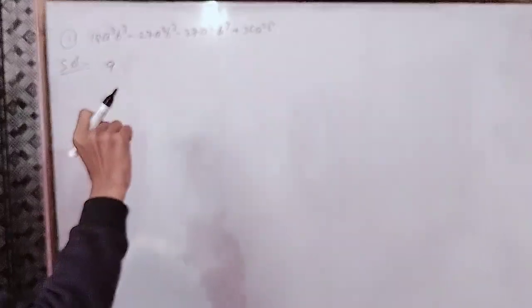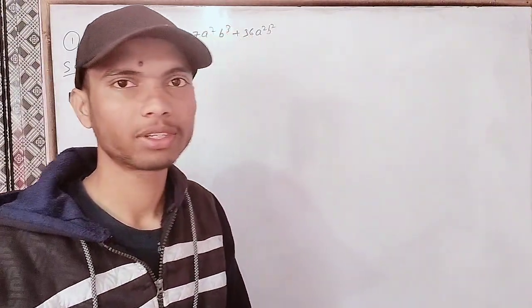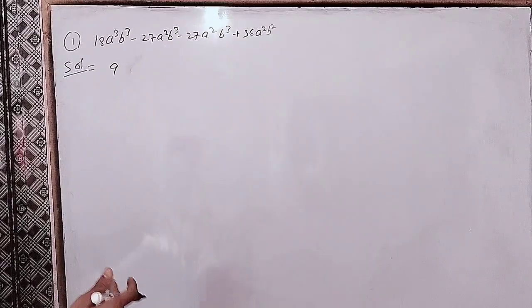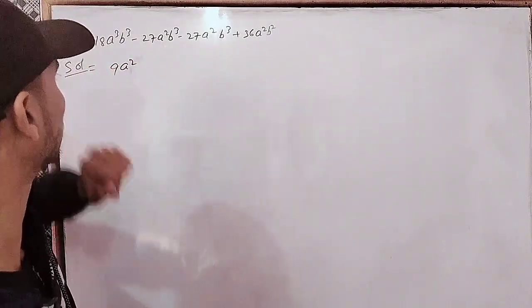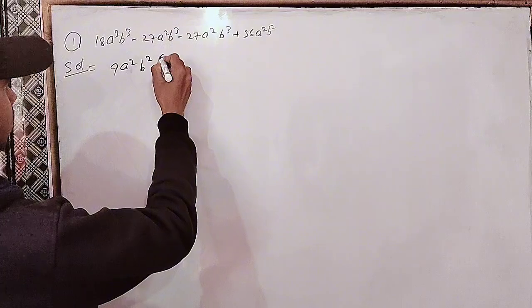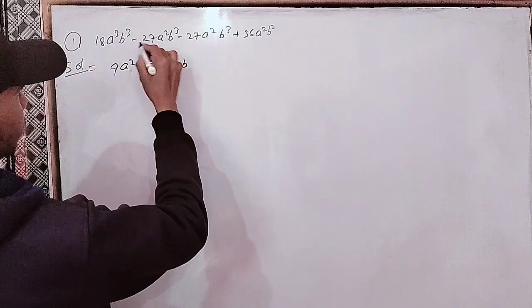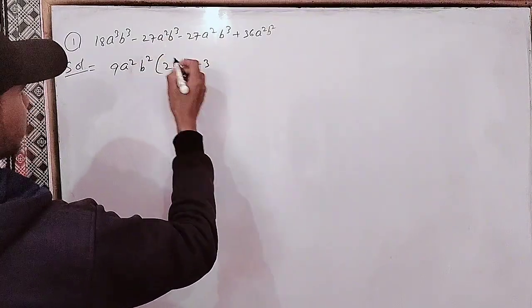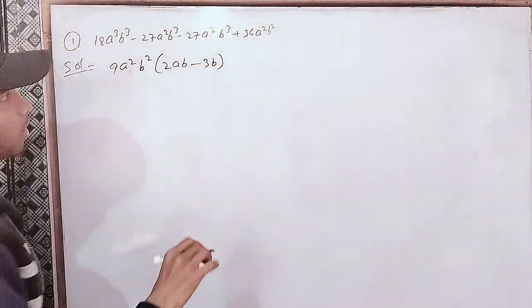Now it comes to the variable. Here we have a³ and here we have a². How many a's will be taken by us? a². Then now b, how much can we take? b². Clear? So here we have left 2, then we have left a, and then b. We have subtract, then 3, and then we have nothing, b only. Till here you are clear?